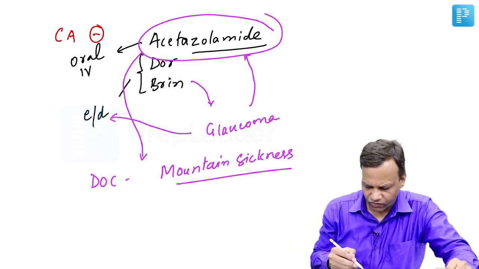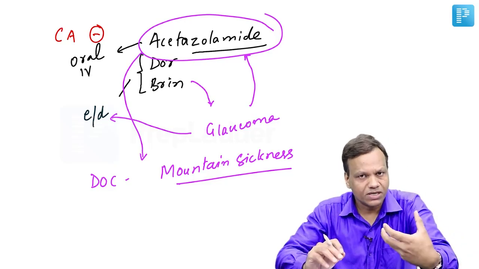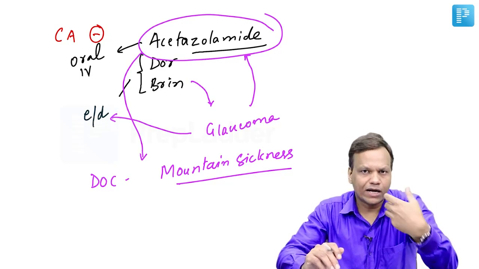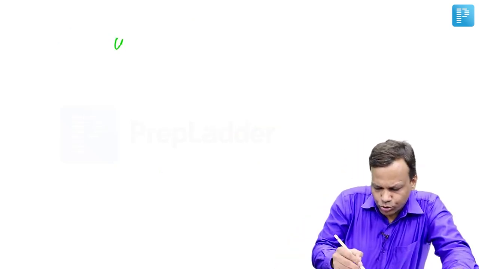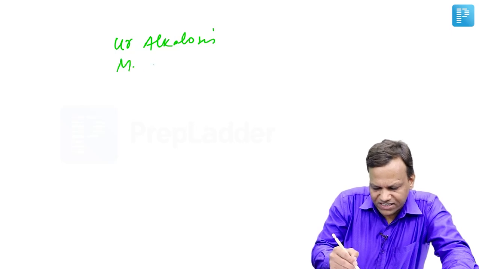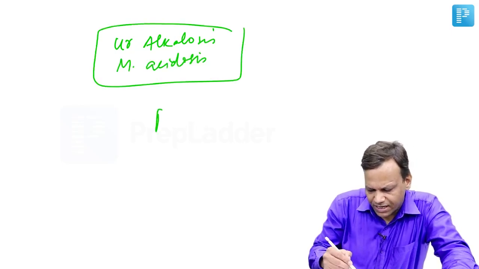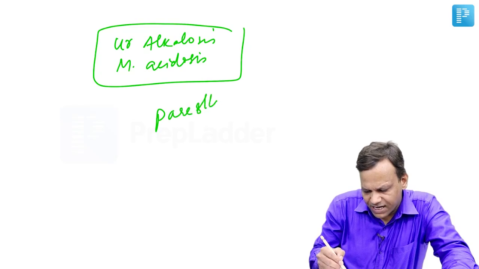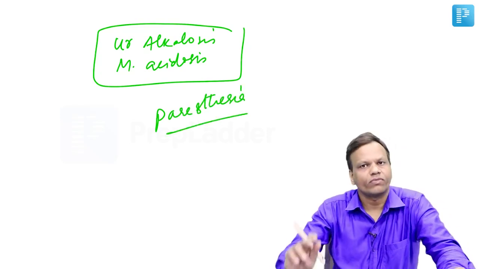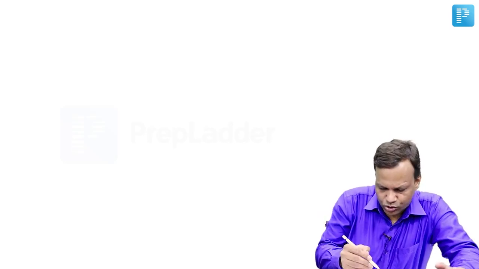These diuretics are not very strong diuretics. The major problem is they cause loss of bicarbonate in the urine, which leads to urinary alkalosis and metabolic acidosis. That is their major side effect. Apart from that, they can commonly cause paresthesia as a side effect. Okay. Then the third and fourth groups we will discuss together.